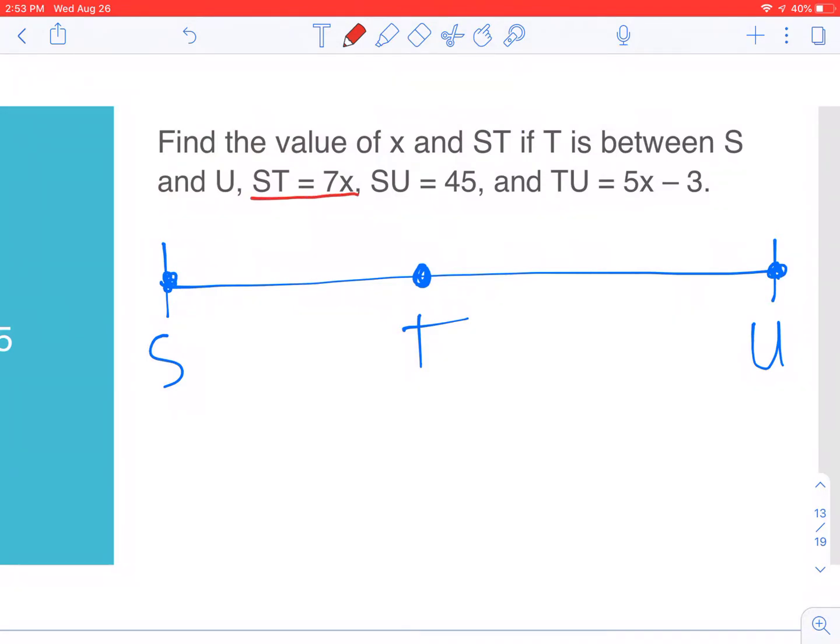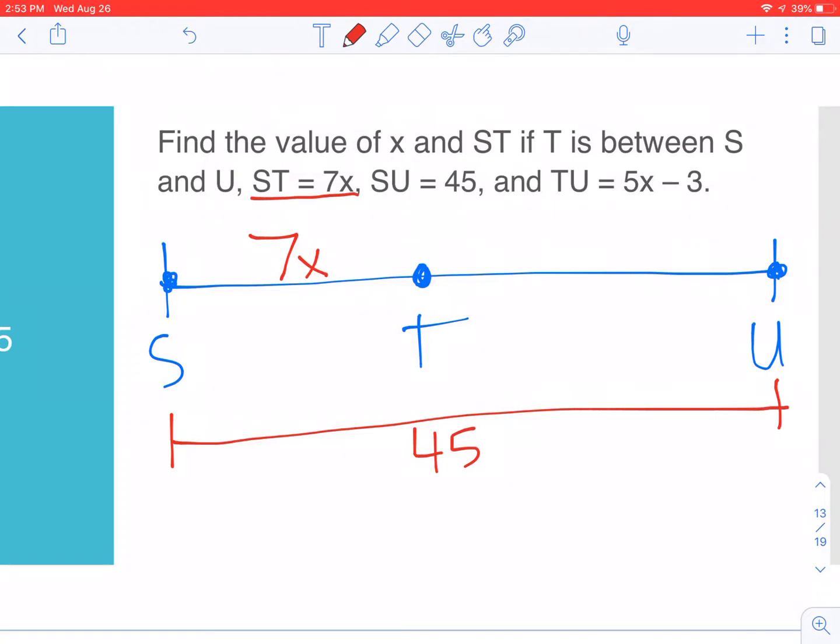ST equals 7x. I'm going to label my picture. SU, which I'm going to draw my total here, that's the whole thing, equals 45. And TU equals 5x minus 3. So what I'm going to do on a quiz or test is I'm going to draw this picture for you, and then you're going to solve it and do the algebra.